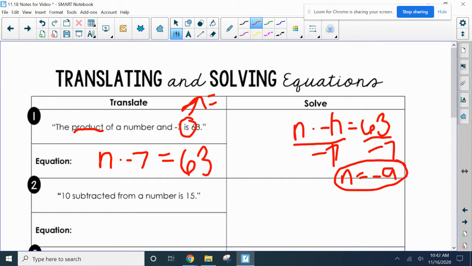Awesome. So 2, that was one of our starred forms. We have subtracted from, so that means 10 is coming out of something. So it's minus 10, something minus 10. So from a number, so we don't know what it's being subtracted from, is 15. Is, we just said, add to our chart, is equals.